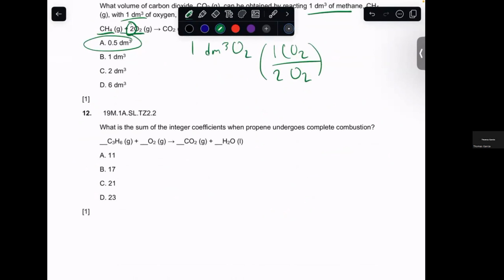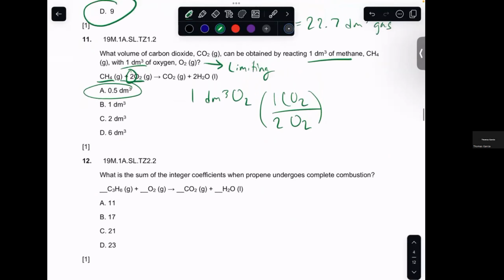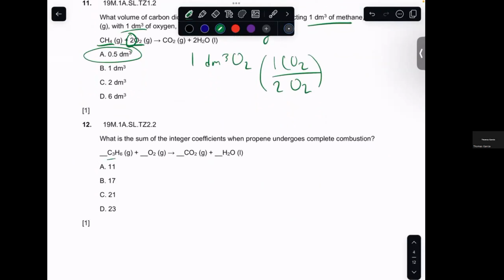Another balancing: what is the sum of integer coefficients when propene undergoes combustion? So usually with these, I just go starting with the carbons, 3 carbons here. And now my carbons are balanced out. Hydrogen, I have 6, so I'll go ahead and put a 3 over here as well. Now, I notice that I have 6 oxygens from the carbon dioxide, 3 oxygens from the water. That's a total of 9 oxygens.